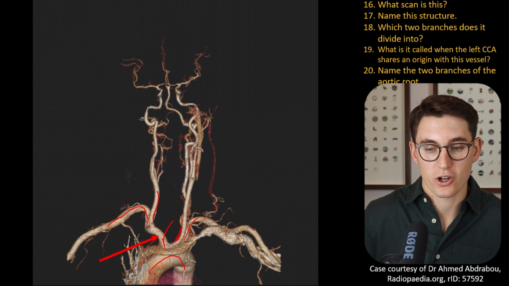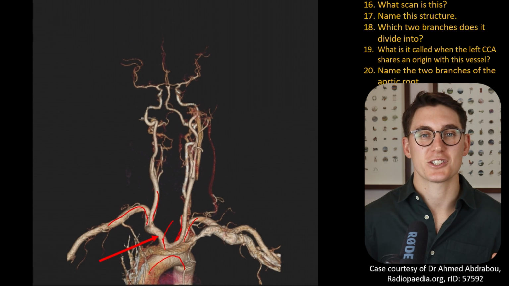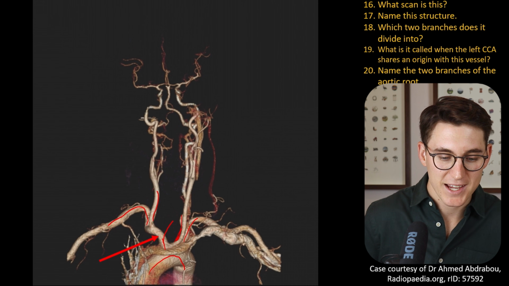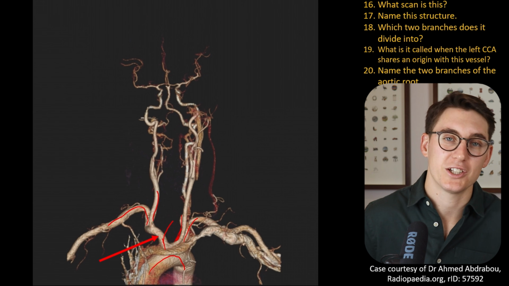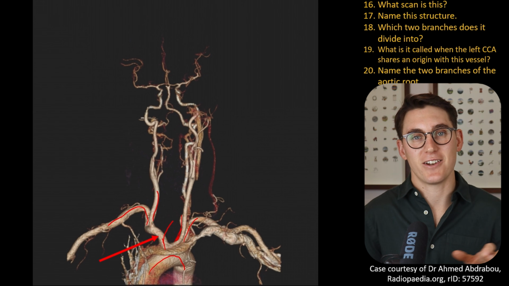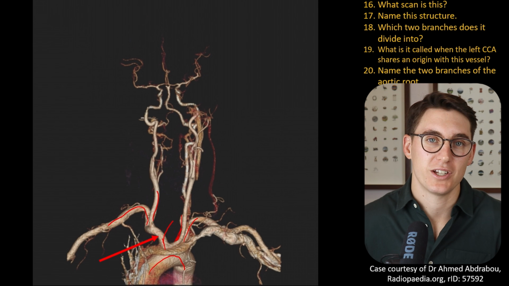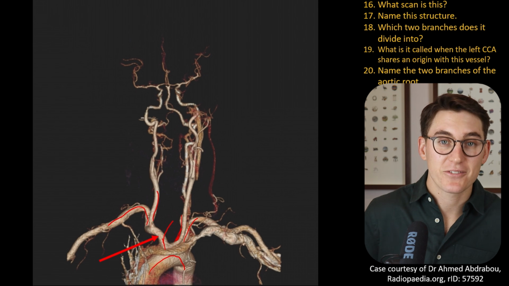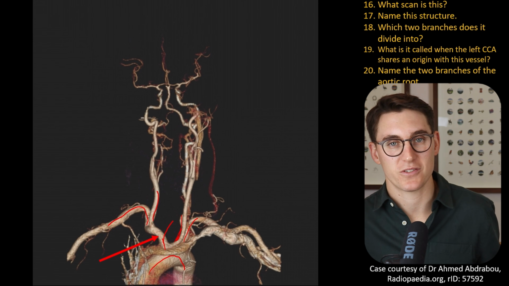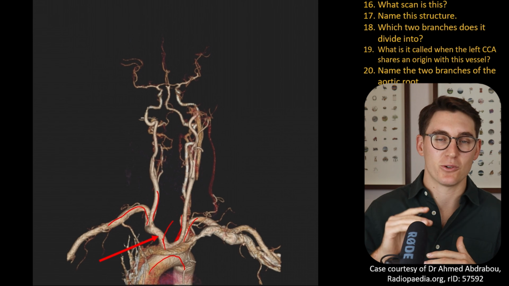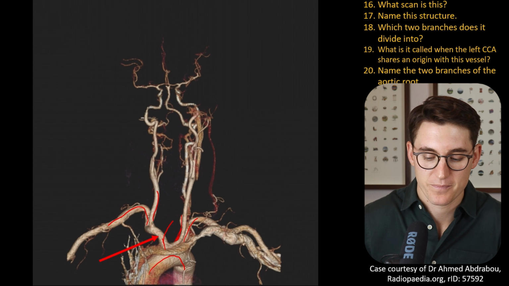Now, name the two branches of the aortic root. I've asked you this question because sometimes we forget that there are two small branches that come off the aortic root before we reach our aortic arch. And that is our left and right coronary arteries. So our left and right coronary arteries come off the aortic root. Some people call those the first branches of the aorta. Some people separate the aortic root from the aorta itself.